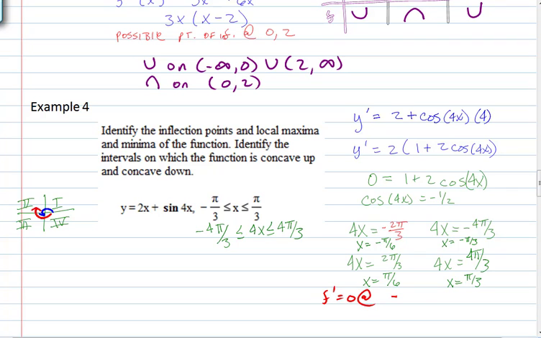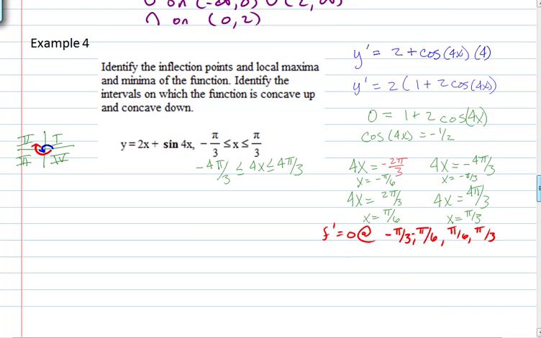at negative, no, not negative. I forgot my negatives, sorry guys. No, they're right there. At negative pi over 3, negative pi over 6, pi over 6, and pi over 3. We have to include those endpoints, so there we go. That's where our possible maximum and minimum values are. That's where the derivative is equal to 0. Right? What else do we have to do?